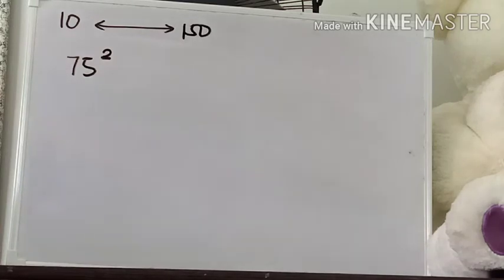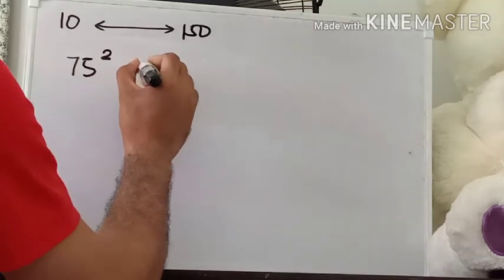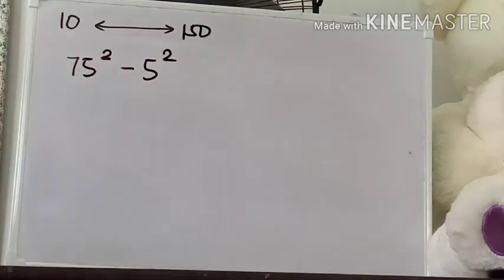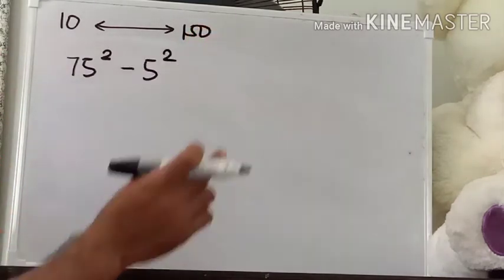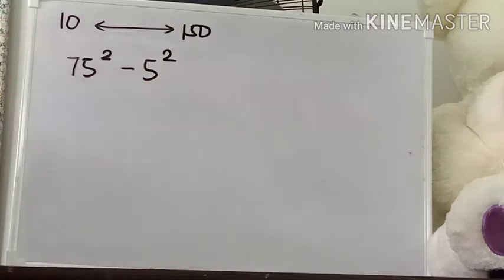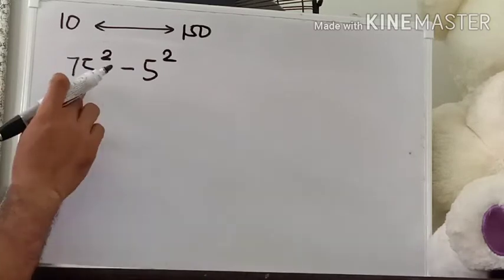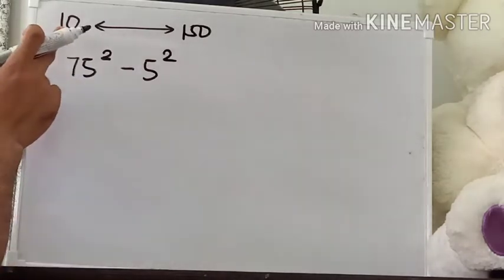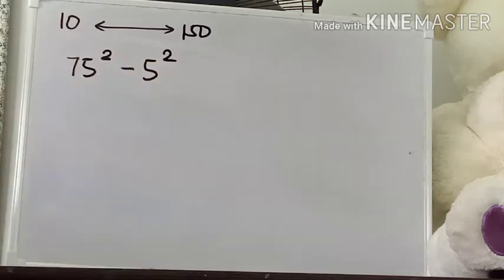Then subtract from it the sum of all odd integers less than 10. So, half of 10 is 5. So, there will be 5 odd integers less than 10. And the sum of those numbers will be 5 squared. Okay, so again, the concept behind this is there are 75 odd integers less than 150 and 5 odd integers less than 10. So the sum of the first 75 odd integers is 75 squared, and the sum of the first 5 odd integers is 5 squared.